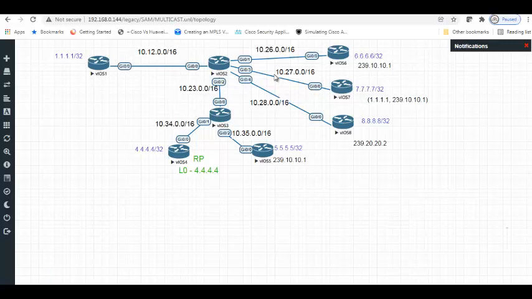Whereas in sparse mode, traffic is forwarded only on those interfaces where the receivers are, because when the group member and the source register themselves with the RP, every router comes to know who really needs the signal and towards which interface the traffic will be forwarded. Okay, thanks. So this avoids wastage of bandwidth and unnecessary wastage of processing on the routers.